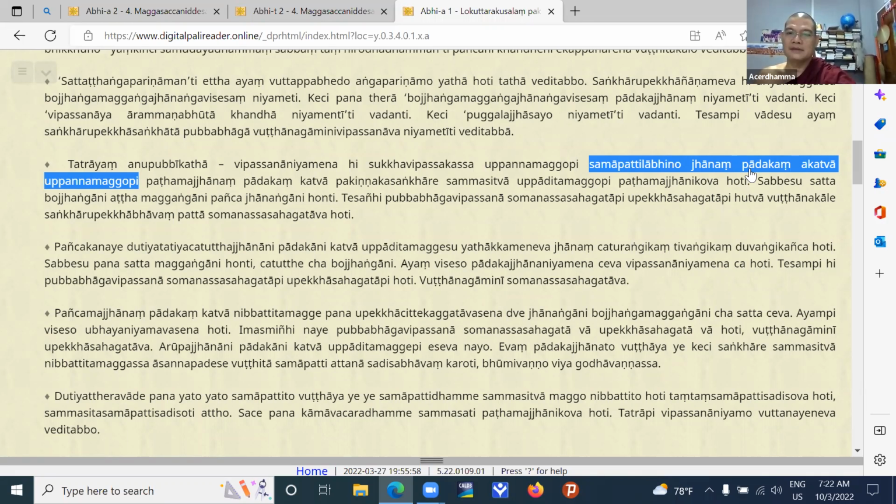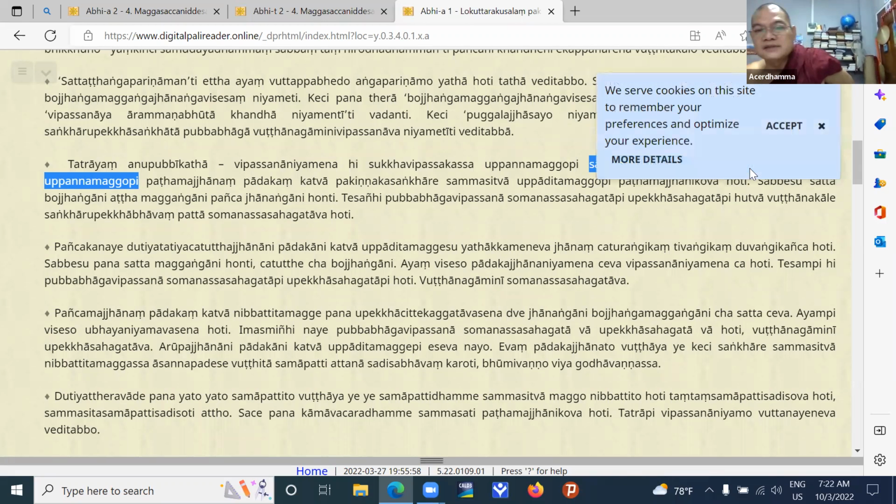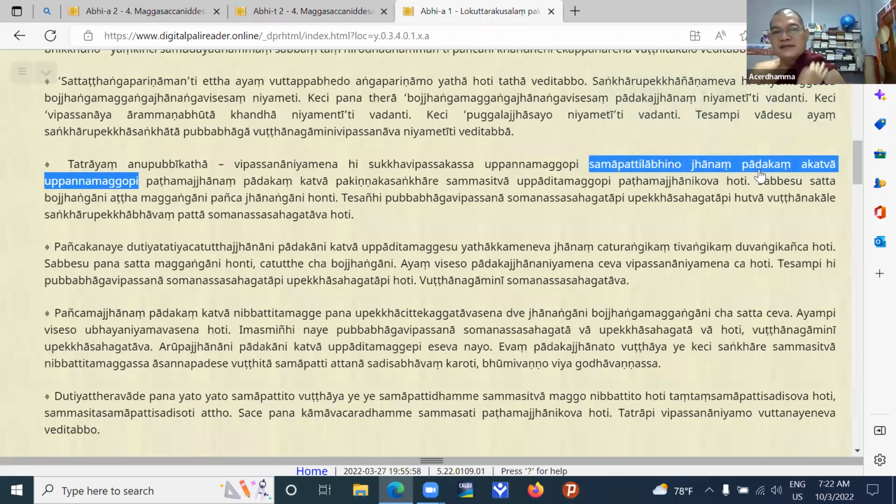Well, Sayadaw, here it's the jhanang panakang akatvā. So he doesn't enter into jhana either. Yes, the jhana. Here, any jhana. He doesn't take any jhana. That means he takes another. Here, any jhana means the jhana obtained by himself. Now he doesn't take the jhana as the base. So that means he takes another object as a vipassana object.